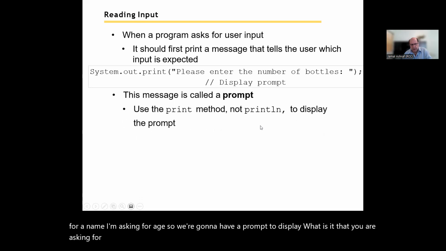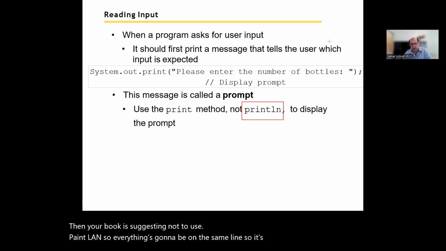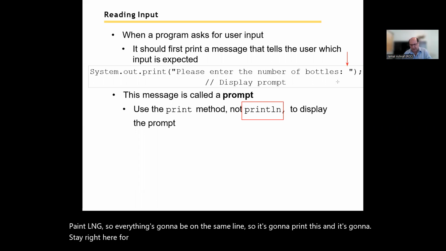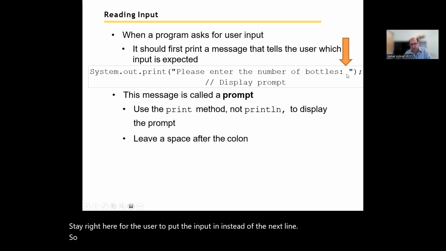And then your book is suggesting not to use println, so everything is going to be on the same line. So it's going to print this, and it's going to stay right here for the user to put the input instead of going to the next line. We also want to leave some space over here because we don't want the user to put the input right next to this. We are thinking about user-friendly programs.